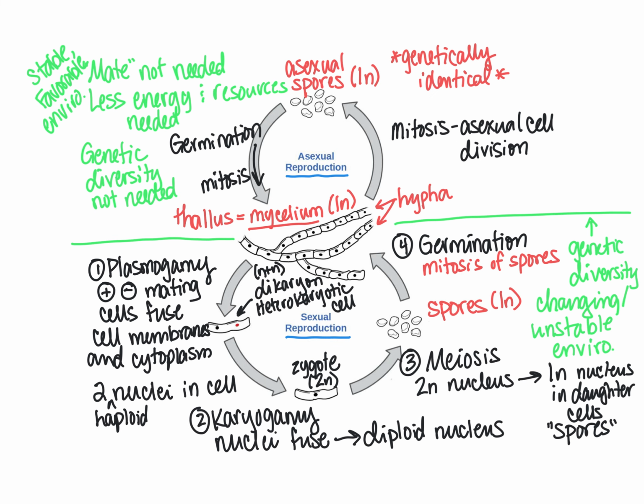But sexual reproduction has the downfalls of a mate or an opposite mating type needing to be involved, and it requires more energy and resources. So there are trade-offs between increased genetic diversity, which may help the population survive in a changing environment, but in order to do sexual reproduction, you have to have more energy, more resources, and more individuals in order to sexually reproduce.